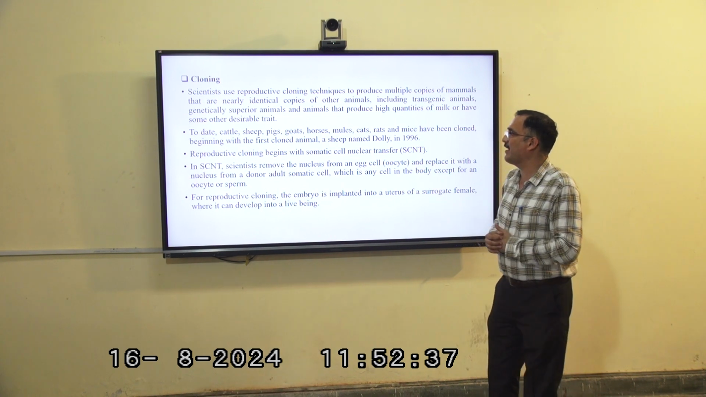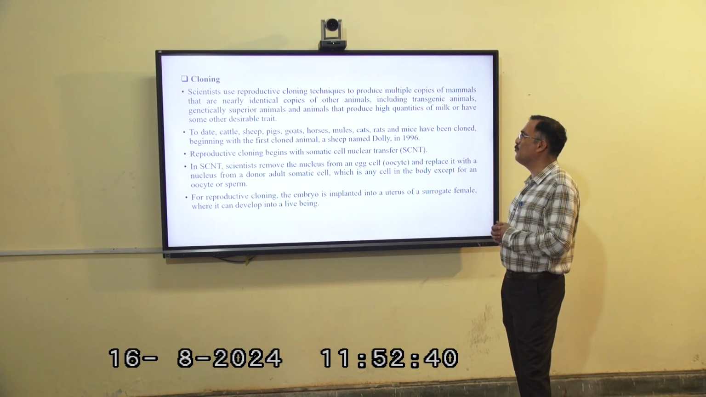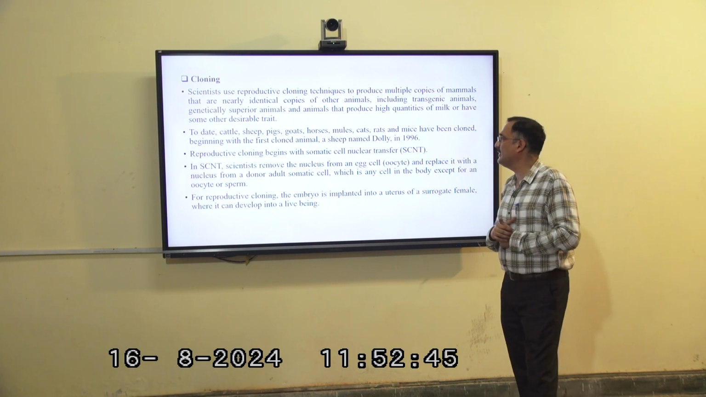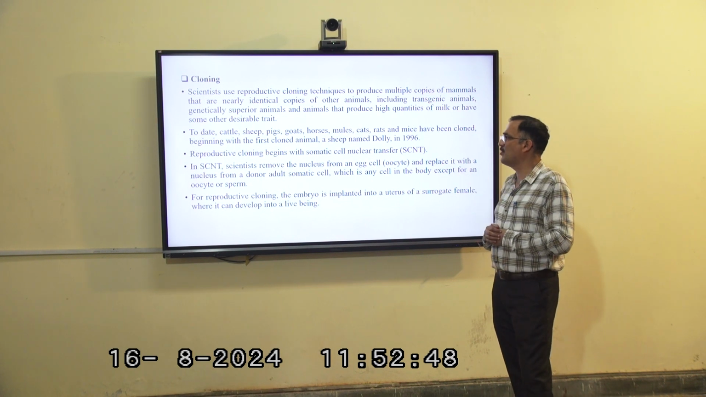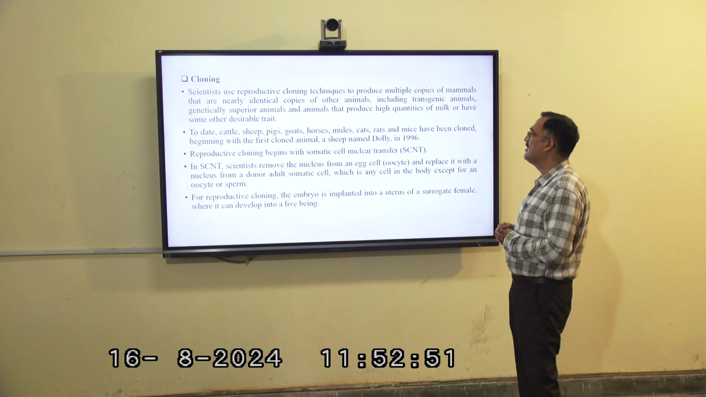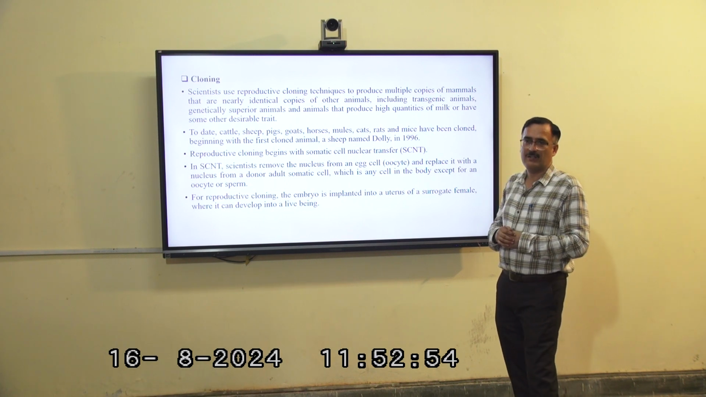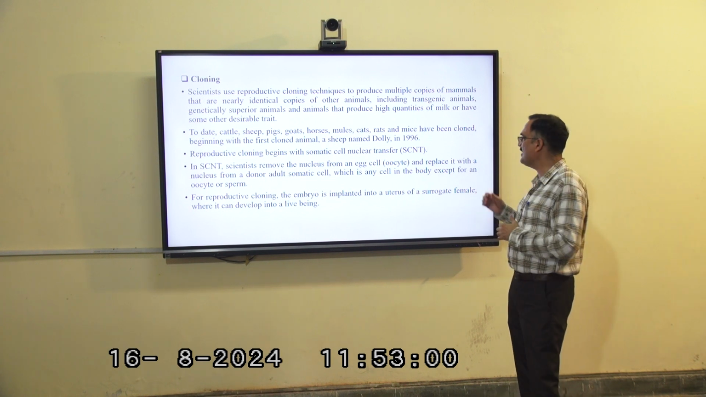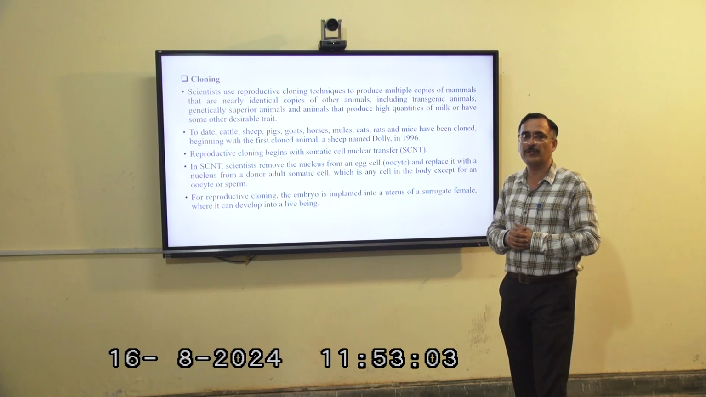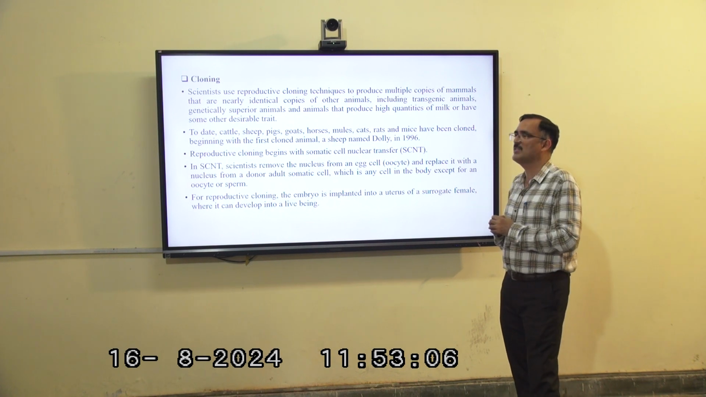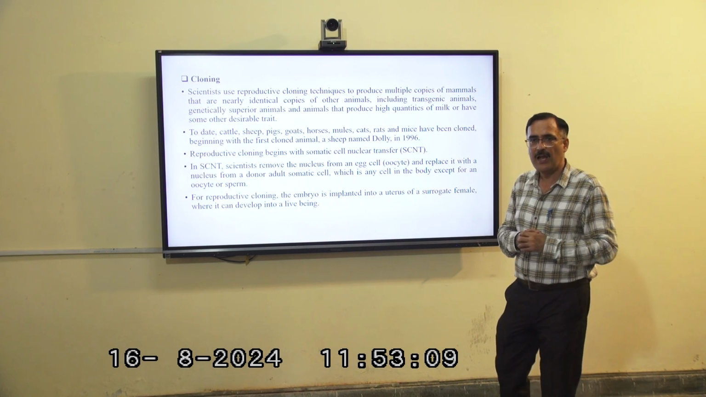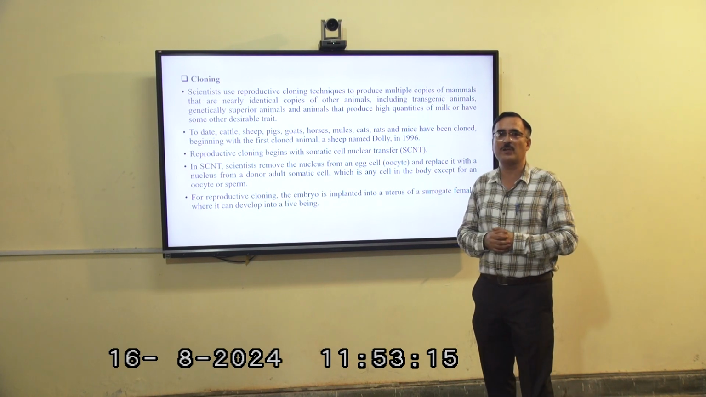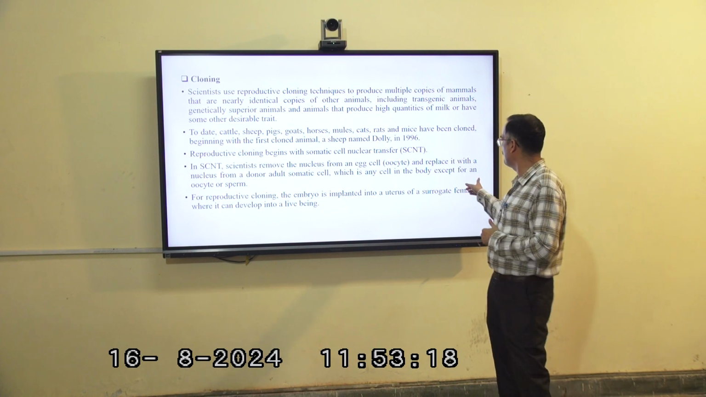Today, cattle, sheep, pig, goat, horse, mules, cat, rat and mice have been cloned, starting from the first clone developed in 1996, commonly known as Dolly, and the process is known as the somatic cell nuclear transfer method, SCNT. Here we remove the nucleus from the egg cell and replace it with the nucleus from a donor adult somatic cell, and after fusion we get the embryo, which is transferred to the womb of the surrogate mother, and afterward the cloned animal is developed.